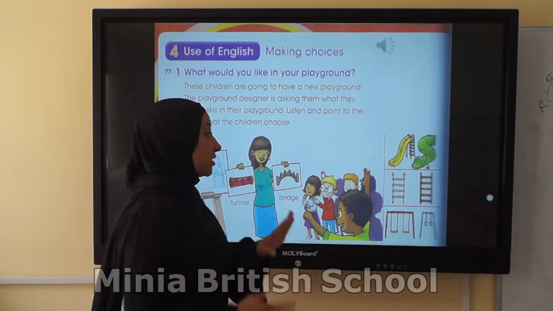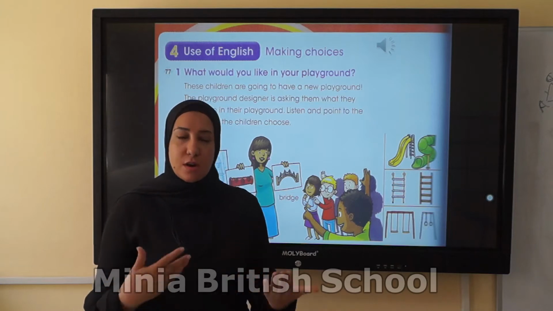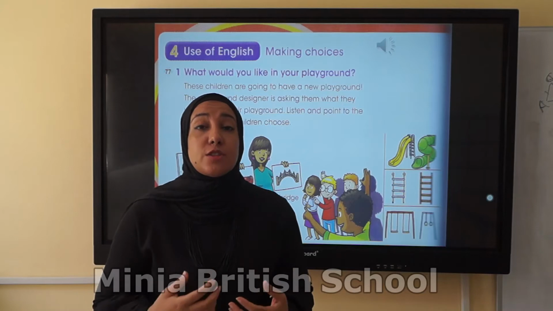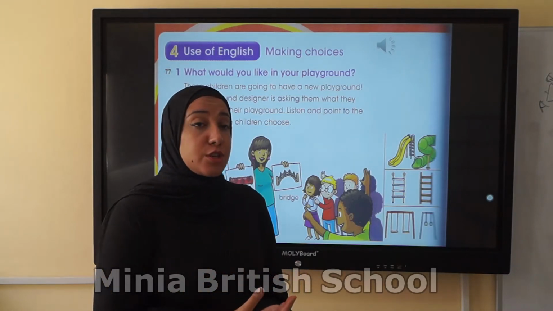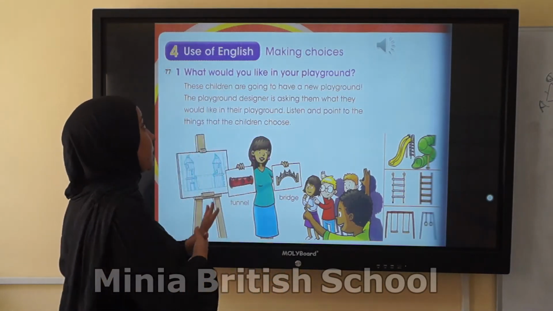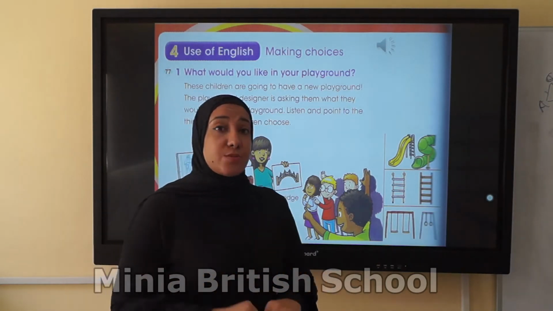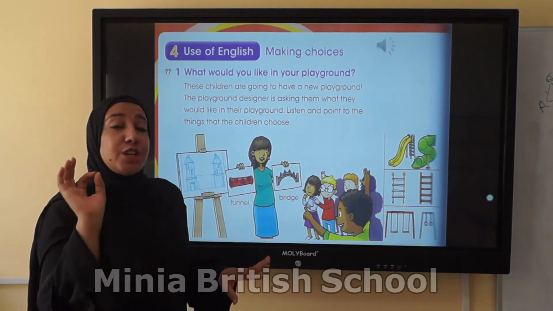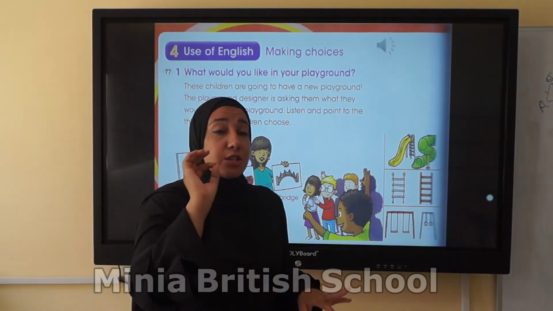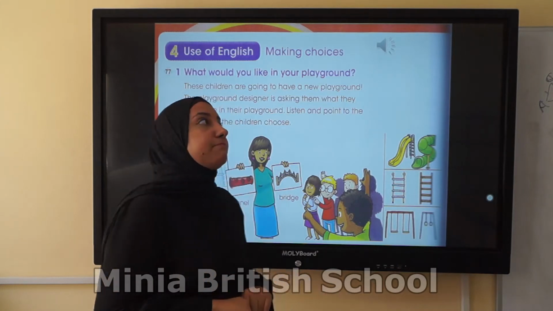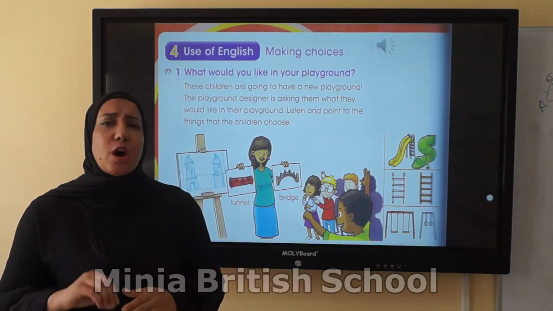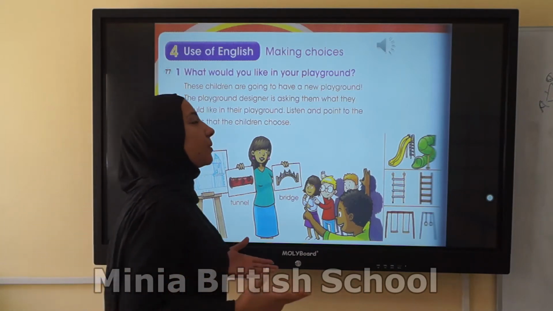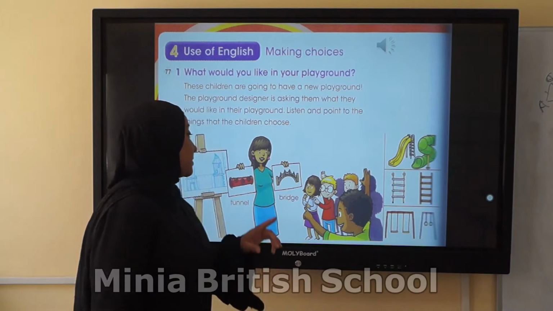Okay, here, the teacher and the students. She's making them have their choices. She's asking them to make their choices about their playground, and she gave them some choices to choose from. She used a special question: what would you like? What would you like in your playground? She gave them some options.